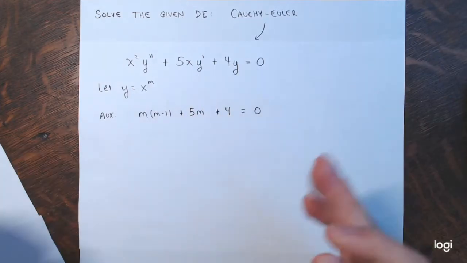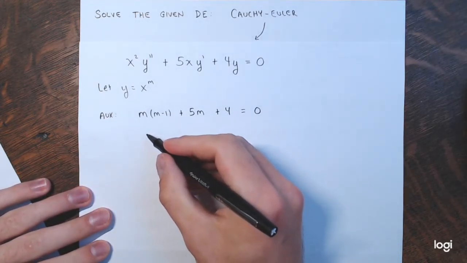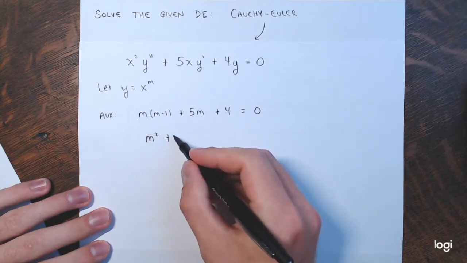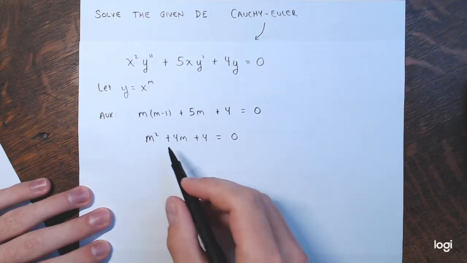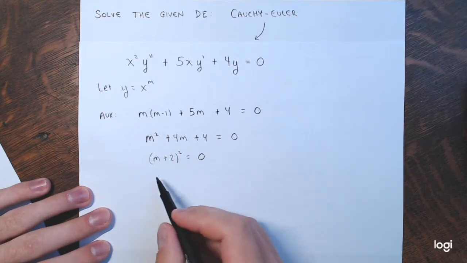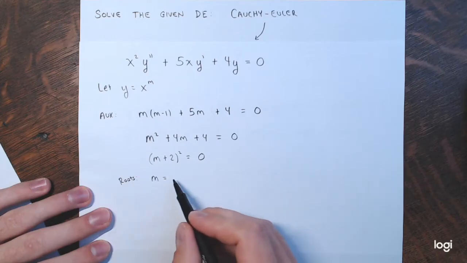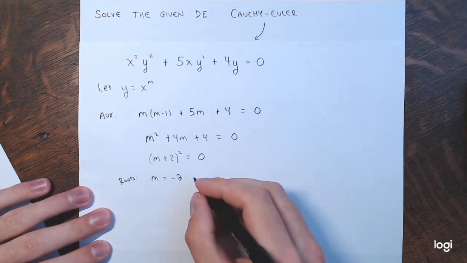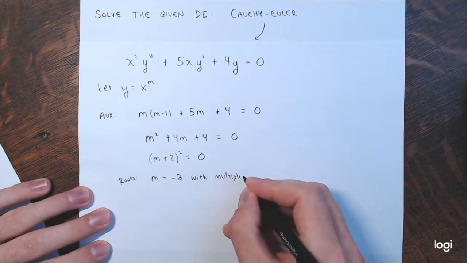Okay, and then again, a second order equation has a second degree polynomial auxiliary equation. This would be m squared minus m plus 5m, which is plus 4m, then plus 4 equals 0. This is again nice and factorable. This is just m plus 2 squared. So what I have here for my roots is m equals negative 2, but it has a multiplicity of 2. It's a repeated root.